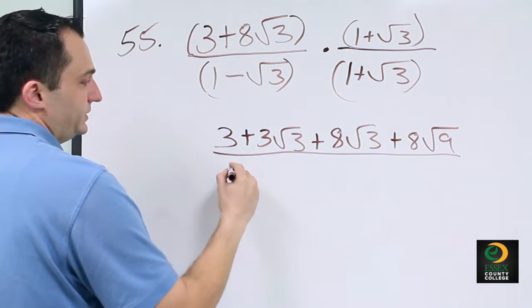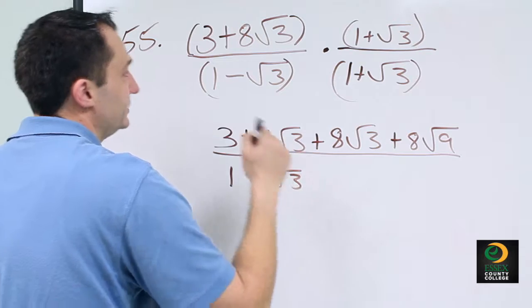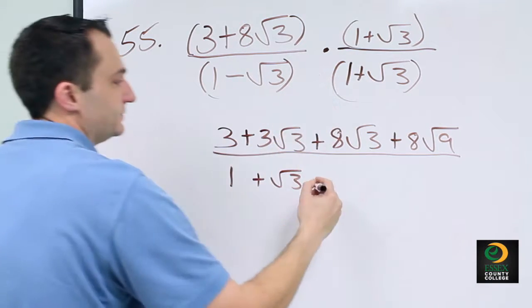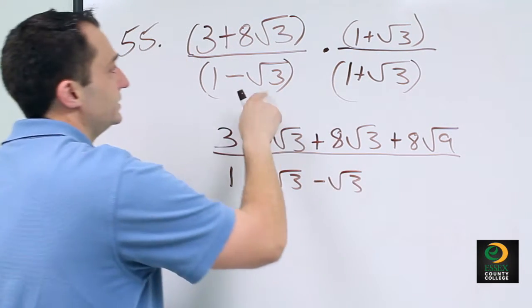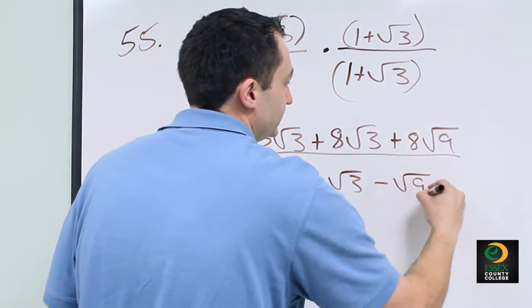1 times 1 is 1. 1 times radical 3 is plus radical 3. Negative radical 3 times 1 becomes minus radical 3. And negative radical 3 times radical 3 becomes minus radical 9.